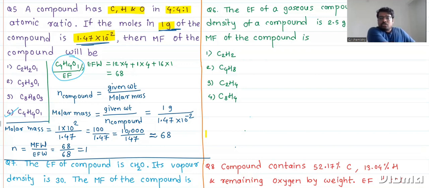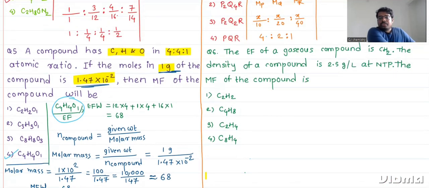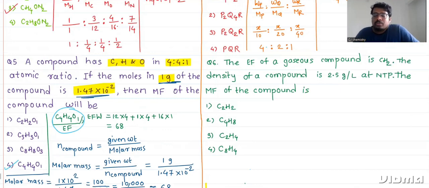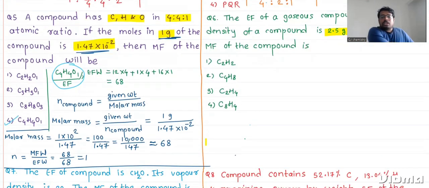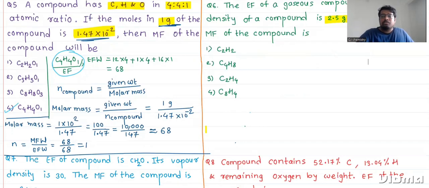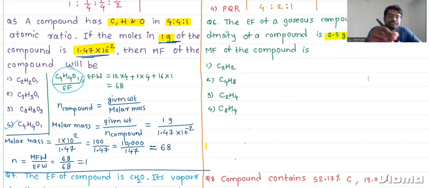Now the next question is question number 6. The empirical formula of a gaseous compound is CH2O and the density of the compound is 2.5 gram per liter at NTP, that is normal temperature and pressure. They are asking us to calculate the molecular formula, right? So now how to calculate the molecular formula?